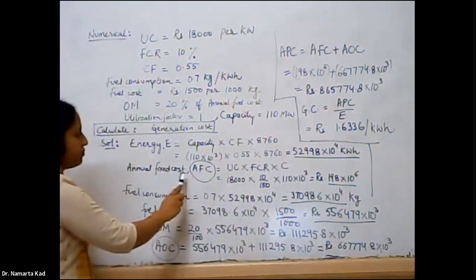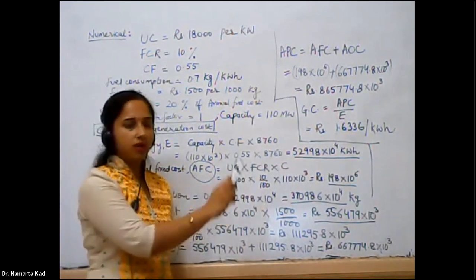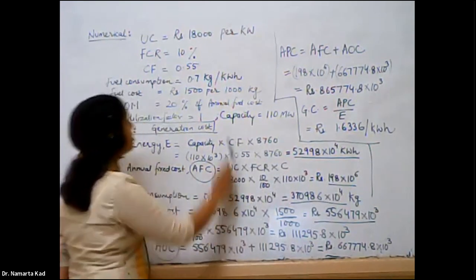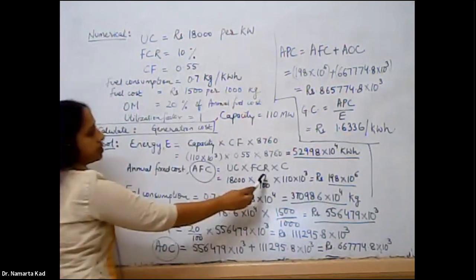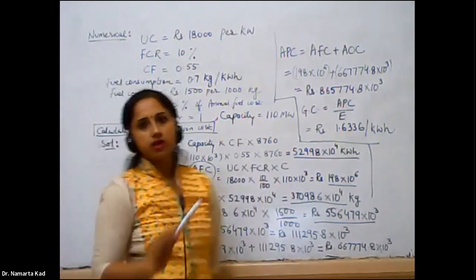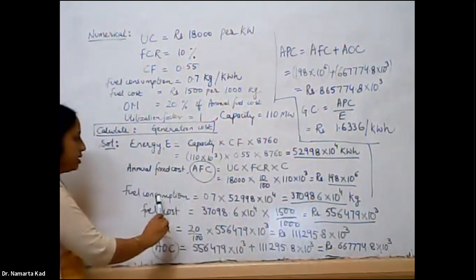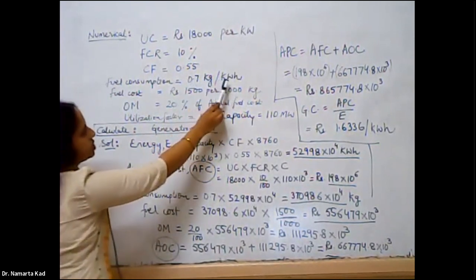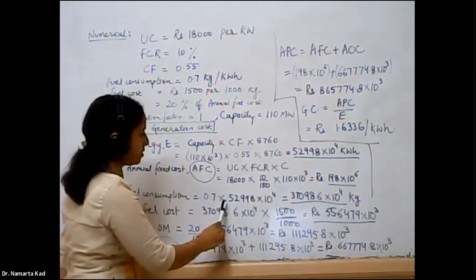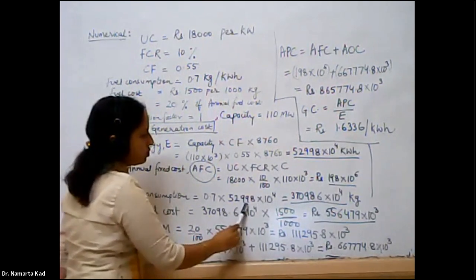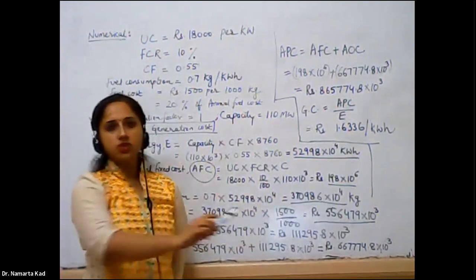Next, annual fixed cost. The formula is unit capital cost multiplied by the fixed charge rate multiplied by capacity. So UC is given in the question as rupees 18,000, multiplied by fixed charge rate 10%, written as 10 by 100, multiplied by capacity, 110 into 10 raised to power 3. Solving, this is the answer for annual fixed cost. Then fuel consumption is given as 0.7 kg per kilowatt hour, so we multiply 0.7 by the energy. So 52998.10 into 10 raised to power 4 is the total fuel consumption in kg.